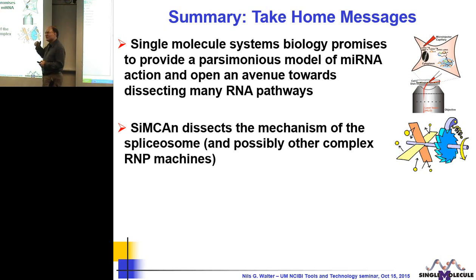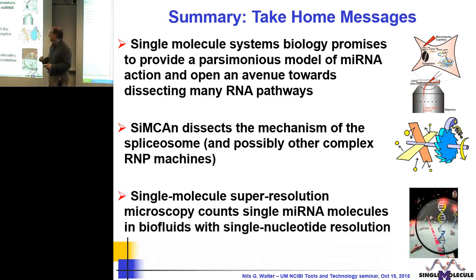And of course, right now we are labeling the substrate, the pre-messenger RNA, with donor and acceptor. We are in the process of labeling some of the protein components and looking at those differences, or distances, and so forth. And so you start getting more and more information about this complex enzyme. I didn't talk about the extracellular RNA detection work as much.